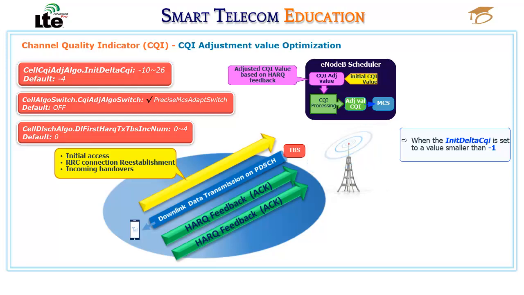The precise MCS adaptation switch will allow the eNodeB to increase the transport block size index in a conservative initial delta CQI value.